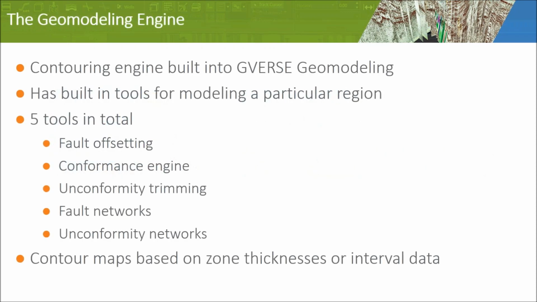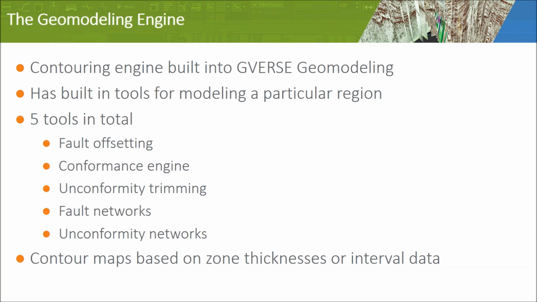So the geomodeling engine is built directly into the GVerse geomodeling application, and it is the engine that's going to be used to build the contours as well as display those contours in the 3D environment. It has some built-in tools for modeling a particular region. Those tools are these ones listed here: your fault offsetting, your conformance, unconformity trimming, fault networks, and unconformity networks. All 5 of those are built directly into the module, and you may see them in your map view and your cross-section view as little icons along the top that you can engage and turn off as needed.